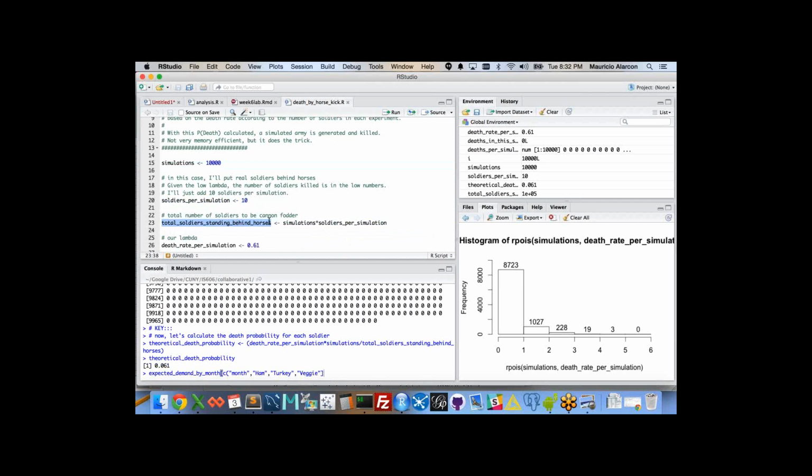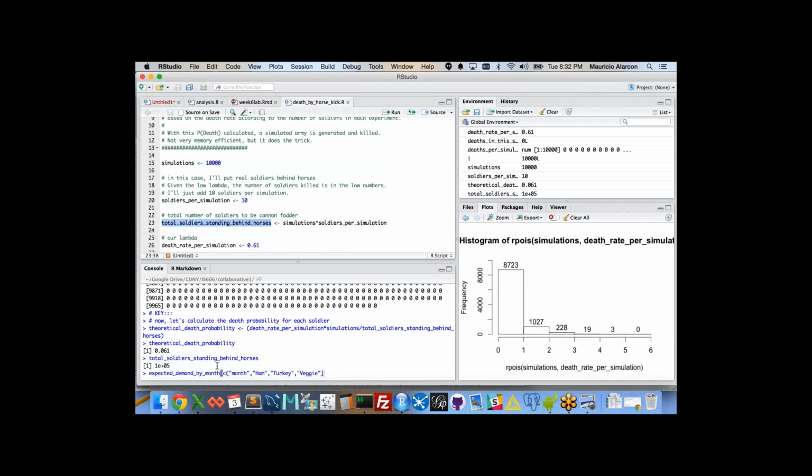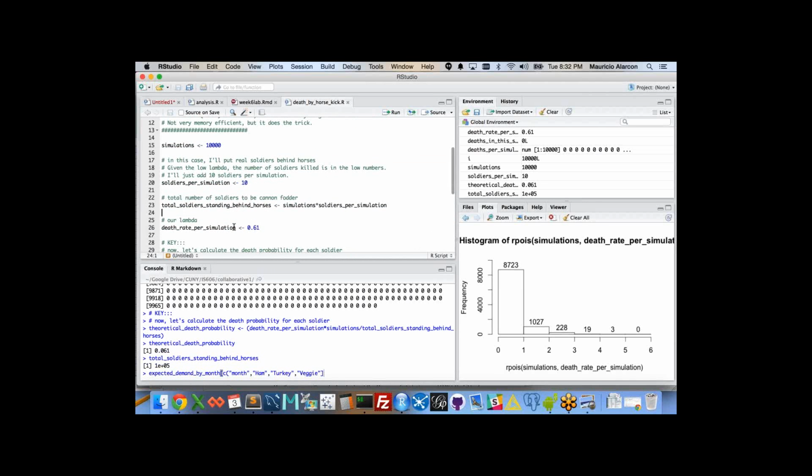The total number of people in all these corps is going to be the number of simulations times the number of soldiers per simulation. So this turns out to be 100,000, the total number of soldiers that span across all simulations, all these corps years. Now this is my lambda. I have the death rate per simulation, or per corps year, which is 0.61.